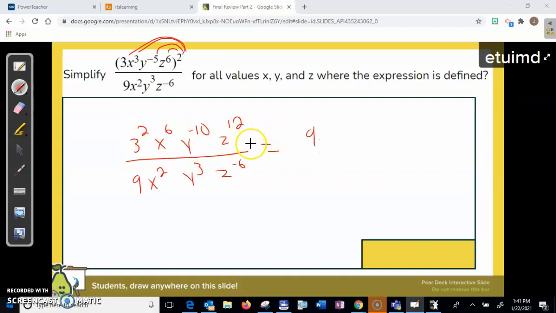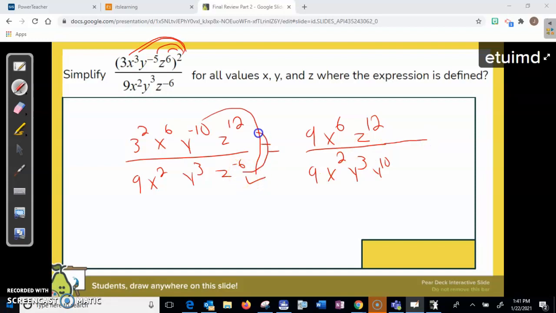Remember, rule number 1, you cannot have negative exponents. If they're negative on top, send it to the bottom. If they're negative at the bottom, send it to the top. So 9x to the 6. Here's the negative. You send it to the bottom, so you have z to the 12. And then at the bottom, you have 9x squared, y to the third, that's positive. Then if you notice, you send that y to the bottom, that becomes y to the 10. And then you have a negative at the bottom, send it to the top, become positive. This becomes z to the 6.